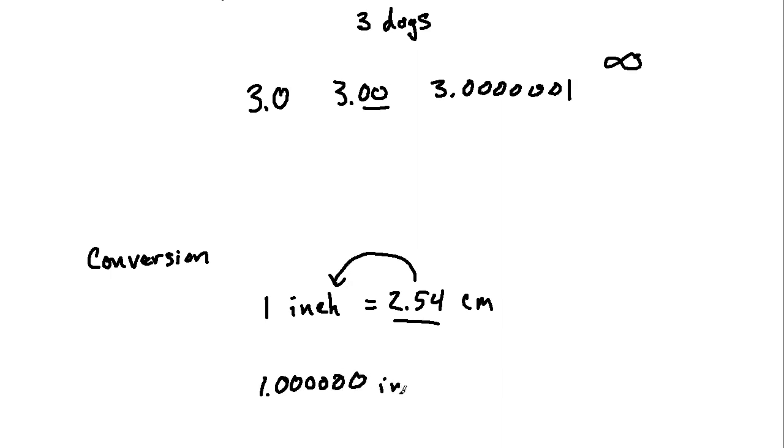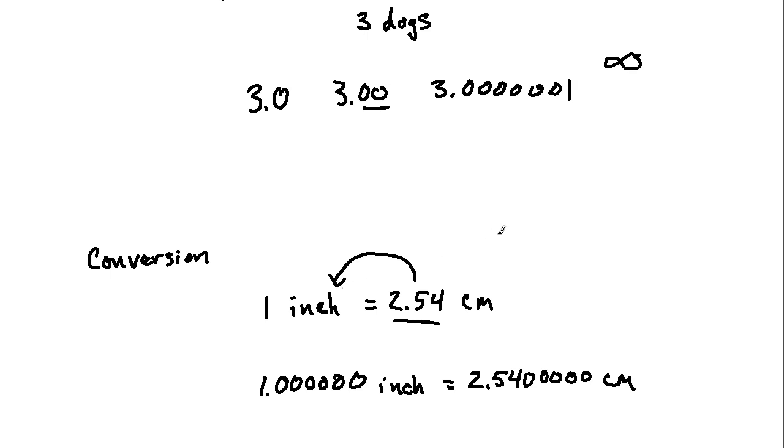So what we're saying here is 1 inch, so 1.000000, right, into infinity inches, is equal to exactly 2.54, okay, 0.00000 centimeters. So by definition, 1 inch is equal to 2.54 centimeters. Right? So anytime you start dealing with these direct conversions, that's an accepted value, those are going to have an infinite number of significant figures.